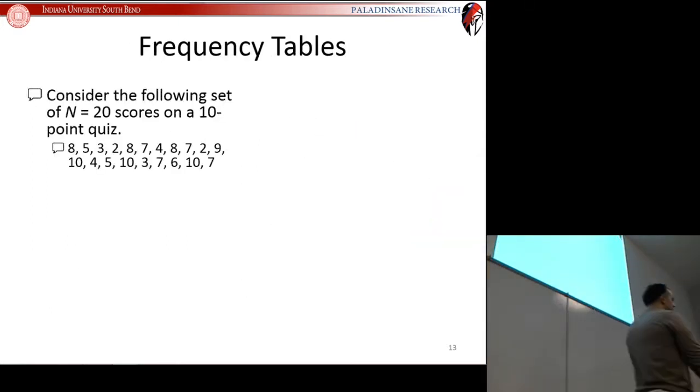All right, so let's consider the following set of 20 scores. So that capital N and small n, what they mean is the number of scores that you have. So when you see n equals 20, that means that you have 20 scores. So if you were to count up all of these scores, you would count them all up and they would be 20 individual scores.